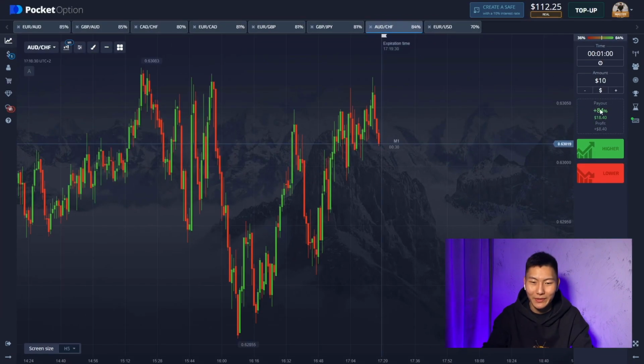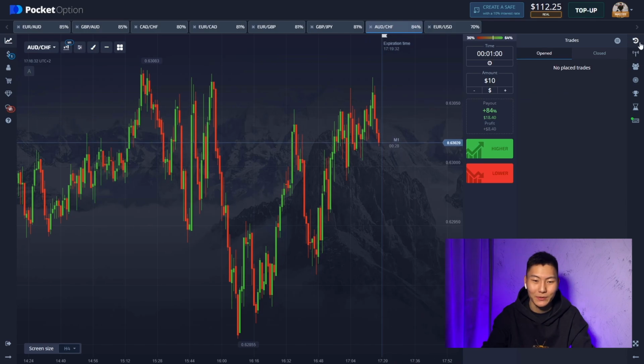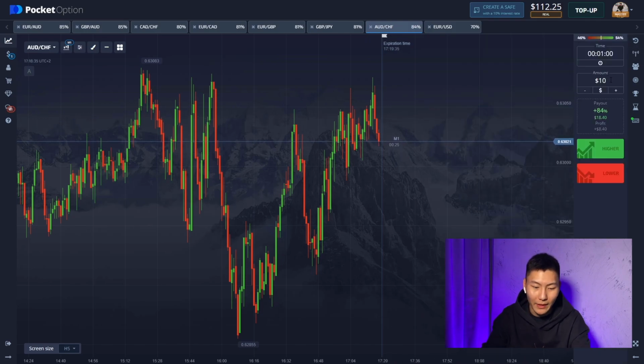So let's start our trading session. We got $100 on the balance. We're gonna open our position for the maximum deposit amount, and we are trading on a 1 minute time frame.